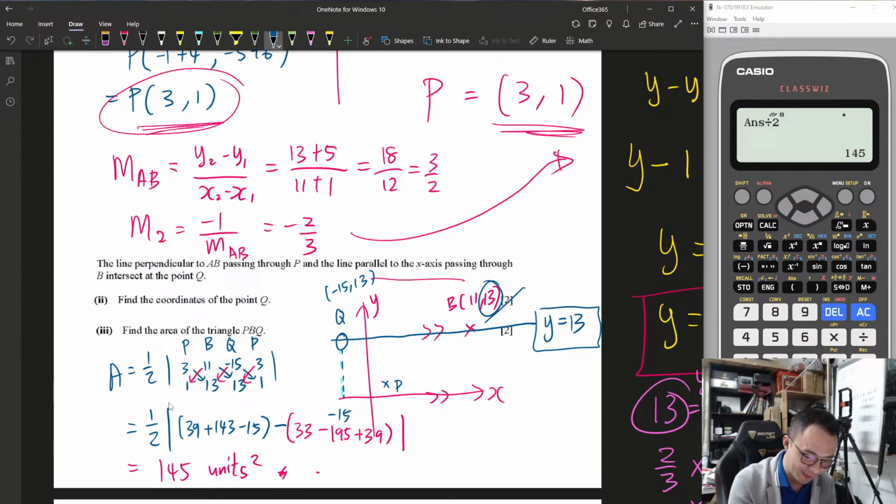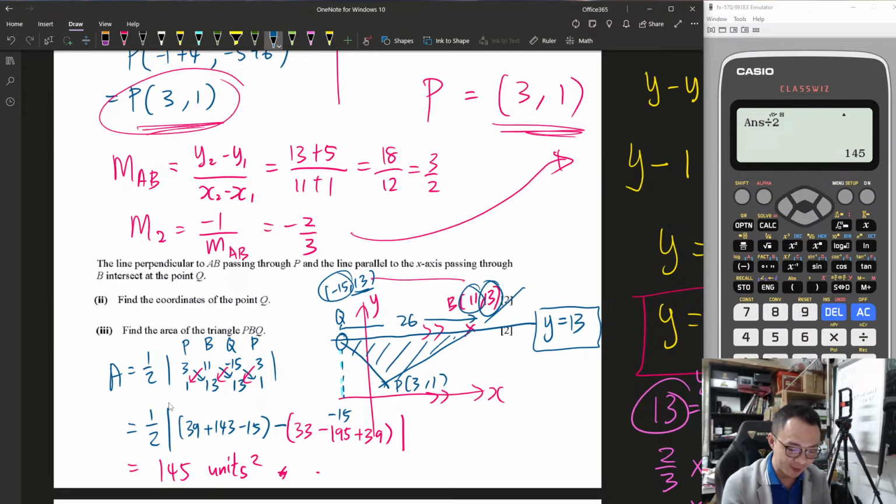So this is P. If I want to find this area, the points 3, 1, because both of them have the same y value 13, then this is from negative 15 to 11. So you know the height here is 26, isn't it? Then this one from 13, the y is 13 to 1. So it's not hard to guess. The height here is basically 13 to 1 is 12, right? So I can do half times base times height.